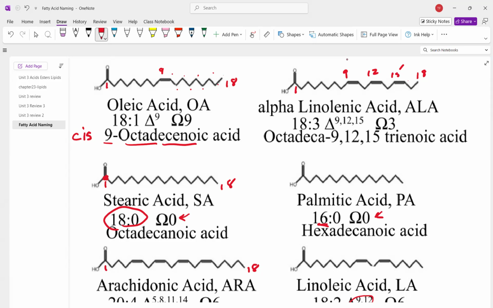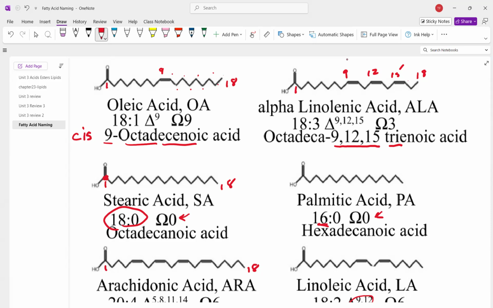The IUPAC way of naming this would be octadeca 9, 12, 15 trienoic acid. Tri meaning 3. So you have to have 3 numbers that correspond to the tri part.